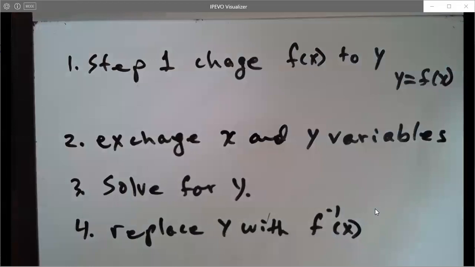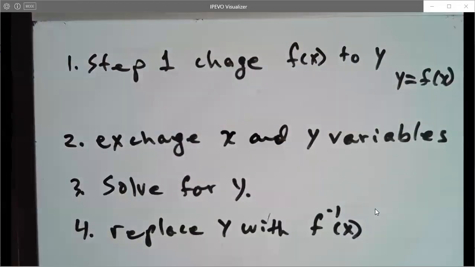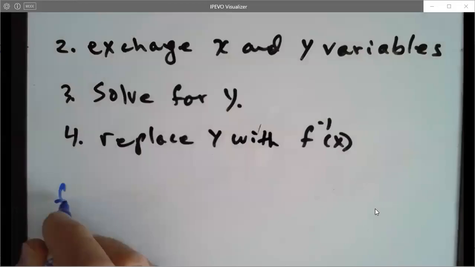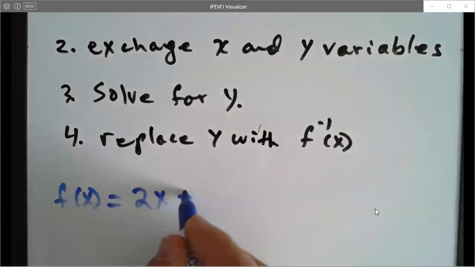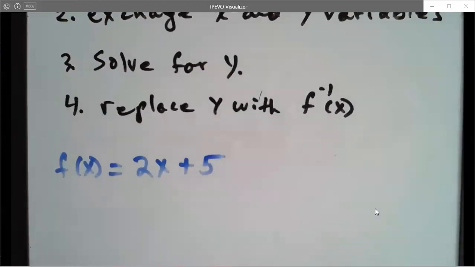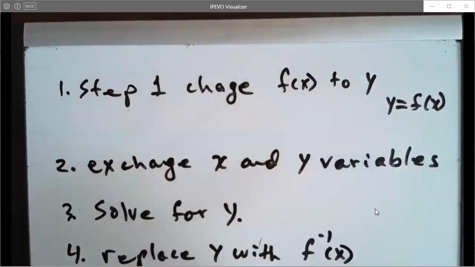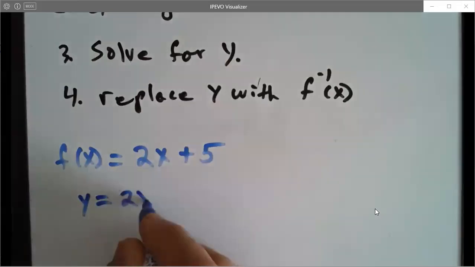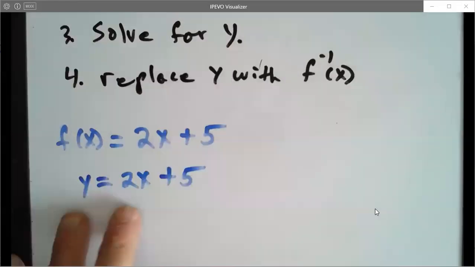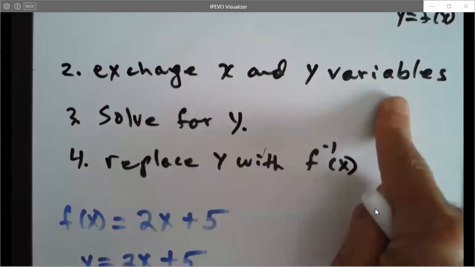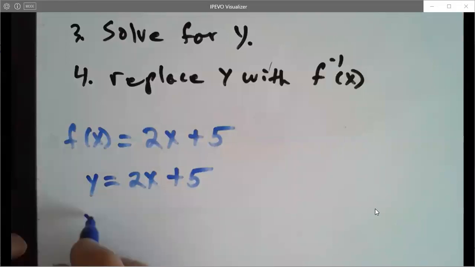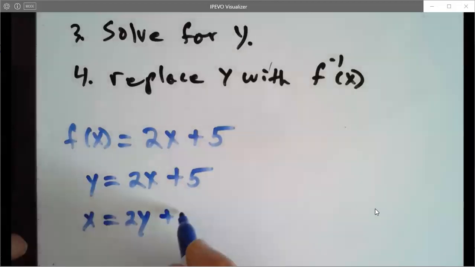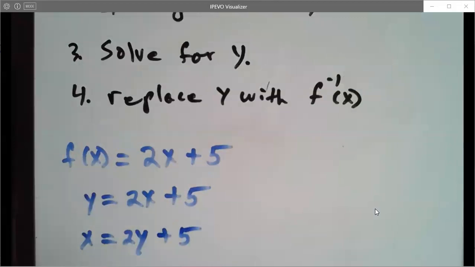Okay, so let's take a look at an example. Here we have f of x is equal to 2x plus 5. First thing we're going to do is change f of x to y, so this is y equals 2x plus 5. And now the next step is exchange the x and y variables. So what is y is now an x, and what is x is now a y. So it's now x equals 2y plus 5. And then now we're going to solve for y.